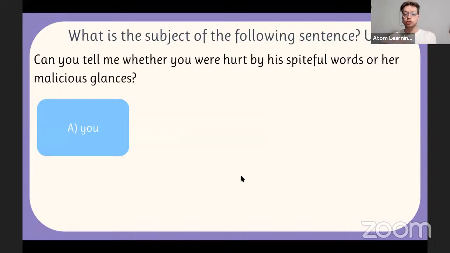Now, this is a bit of a tricky one because the sentence is actually a question. And if you remember, the position of the main verb and the subject is inverted, okay? So we switch it around.